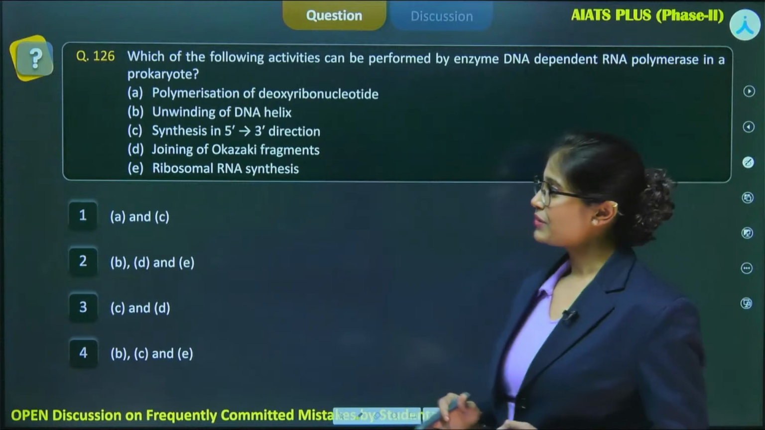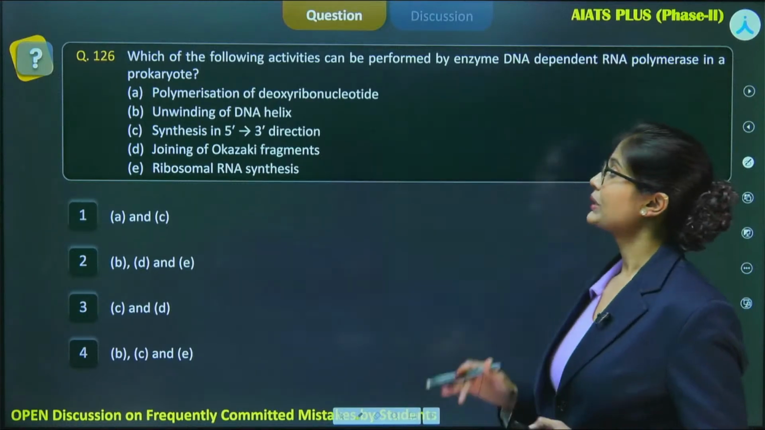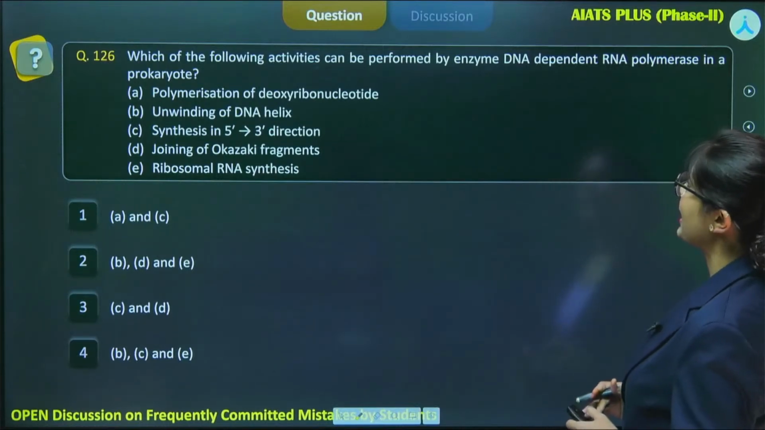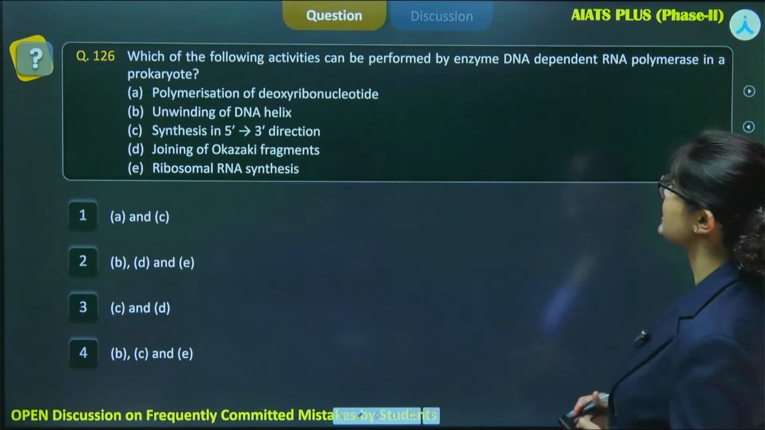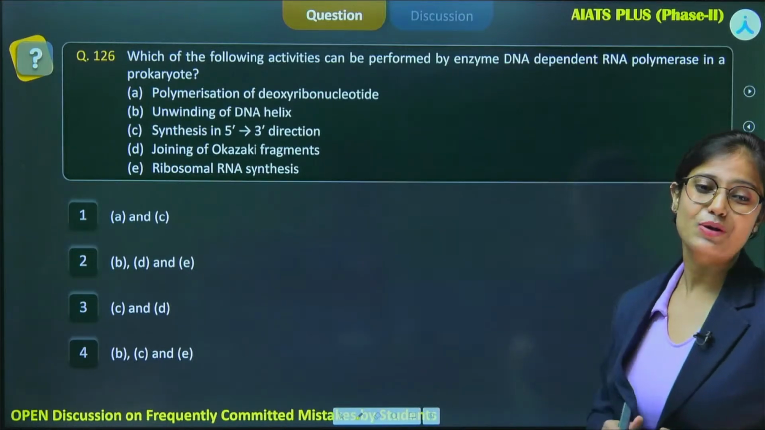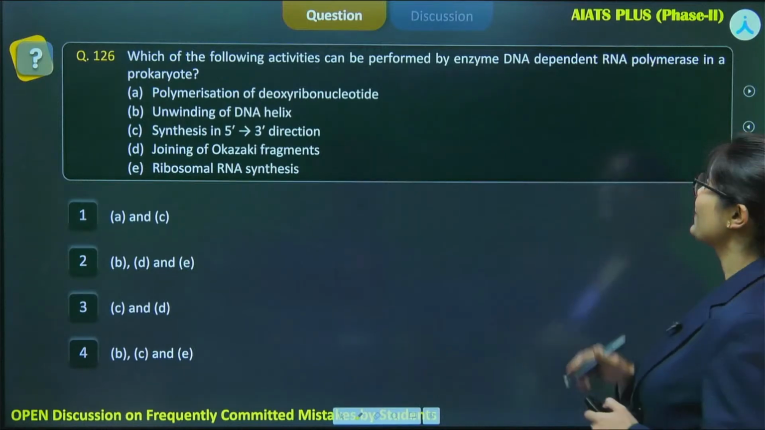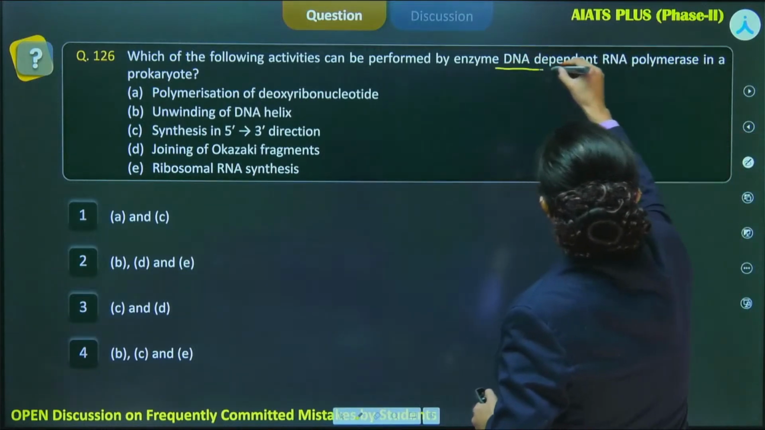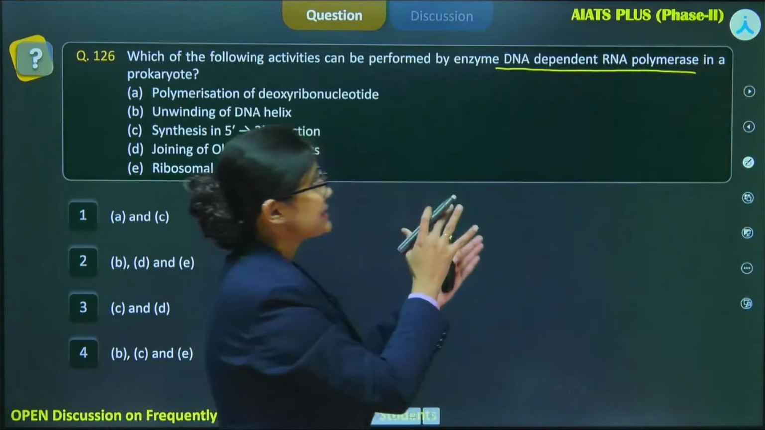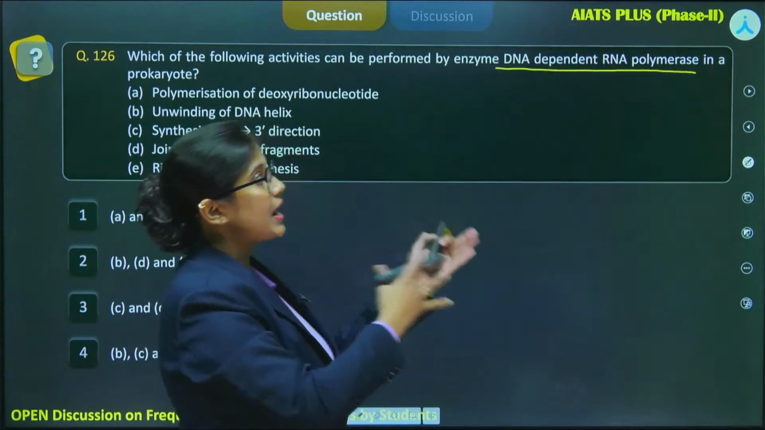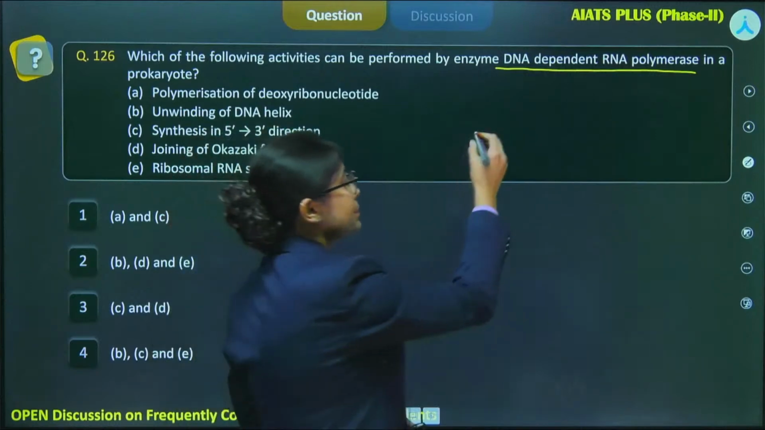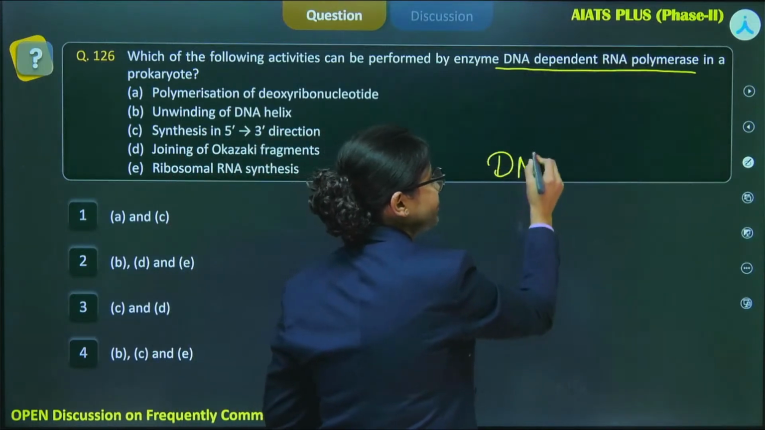Now let's start with the very first question, question number 126, which says: which of the following activities can be performed by the enzyme DNA dependent RNA polymerase in a prokaryote. As you can see, this question is from molecular basis of inheritance. Here in the question itself, it is asking about the enzyme, and it is telling DNA-dependent RNA polymerase. That means RNA is polymerizing by depending on DNA.